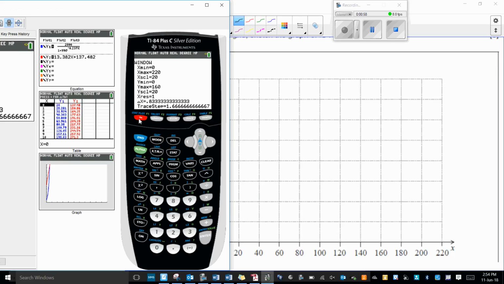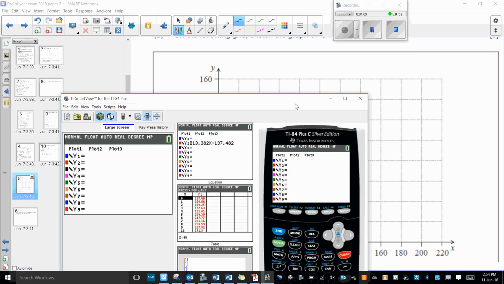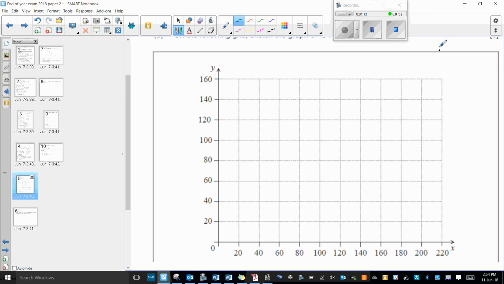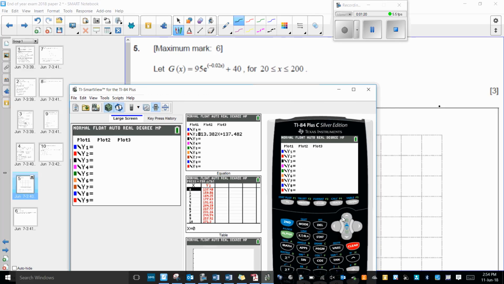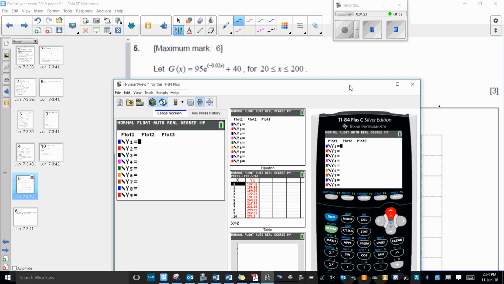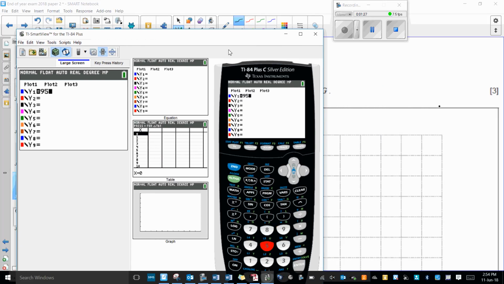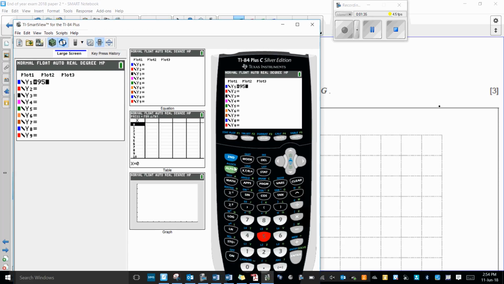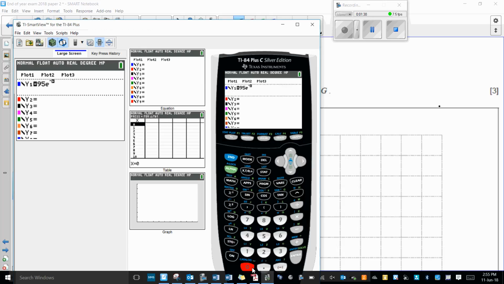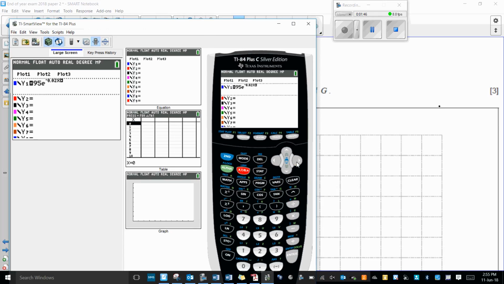Okay, I'm then going to input this function. Oh, I've forgotten what it was. So 95 e to the negative 0.02x, where e is down here, to the power negative 0.02, and this is my variable, plus 40. I'm going to enter that, and then I'm going to graph it.